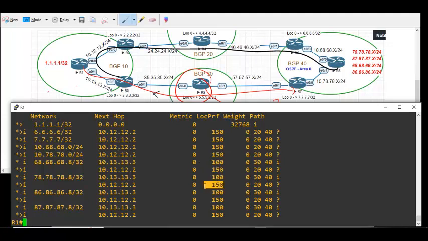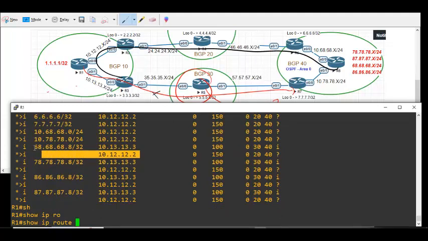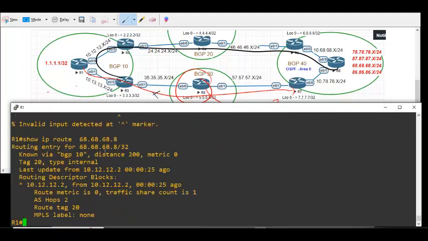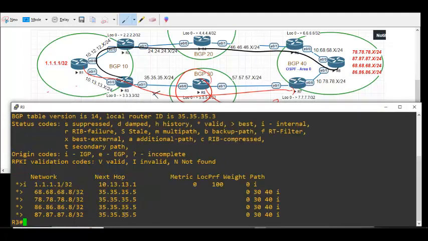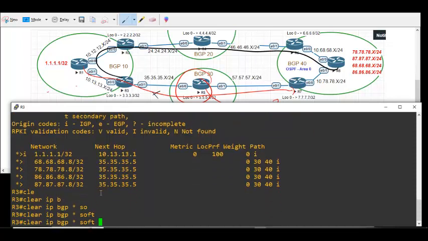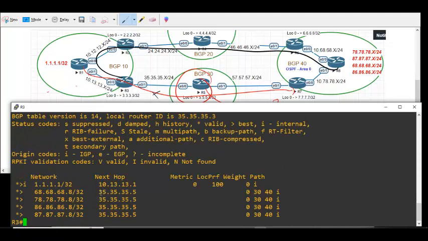Earlier it was showing router 5, but now clear: clear ip bgp * soft. Okay, you know why? There is another rule we learned, you remember? A route learned from one IBGP neighbor should not be given to another IBGP neighbor. Do you remember that? But in this case, the loop won't happen, so you need to say it is okay to give.